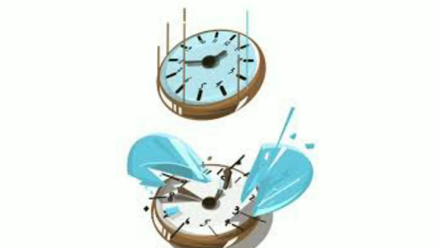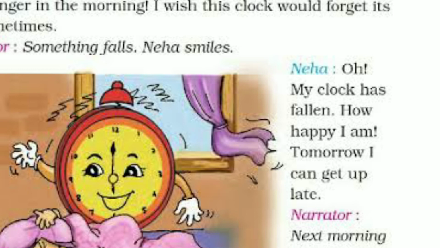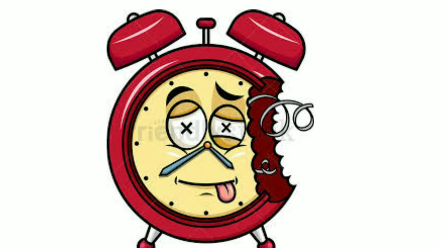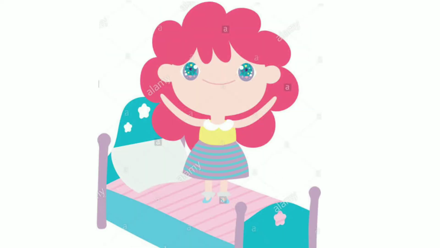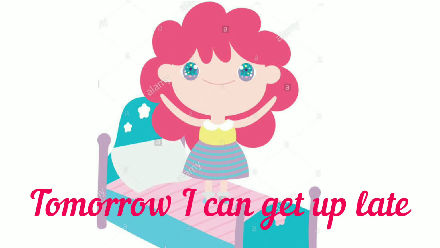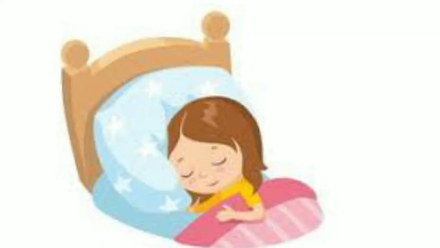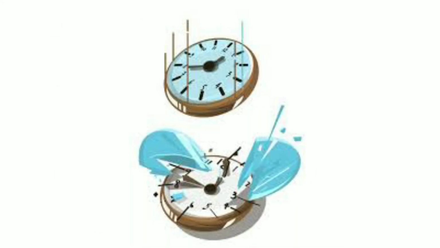Then Neha said, Neha: Oh, my clock has fallen. How happy I am. Tomorrow I can get up late. So, when the alarm clock falls, Neha was very happy. Wow, she was happy that tomorrow I can get up late. Why was she happy, you know? Yes, she was happy because next morning there will be no alarm to wake her because the alarm clock is already broken. That's why she was very happy.